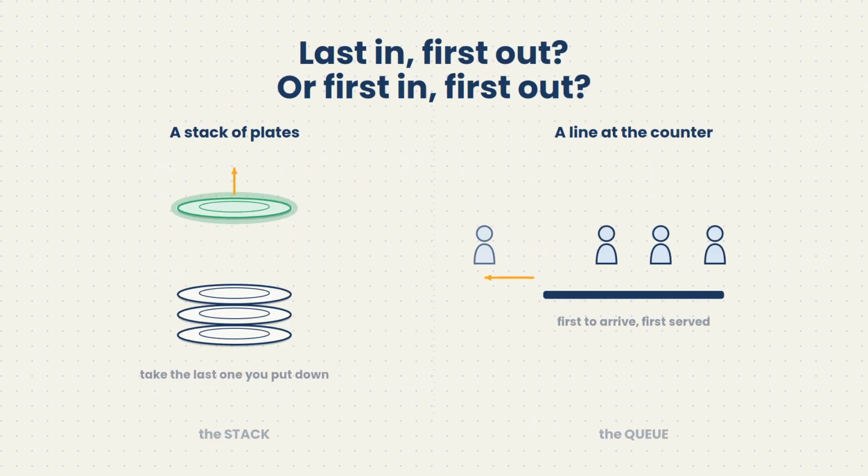Think about a stack of plates. You add a plate to the top, and when you need one, you take it from the top too. So the last plate you put down is the first one you pick up. Now think about a line at a counter. The first person to arrive is the first one served. These two everyday patterns are exactly the two data structures we are covering today, the stack and the queue.